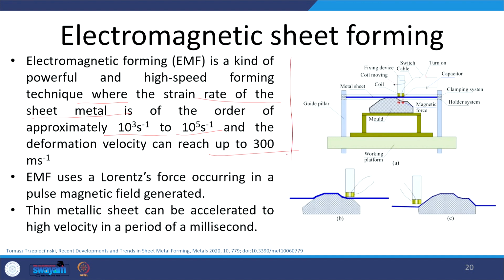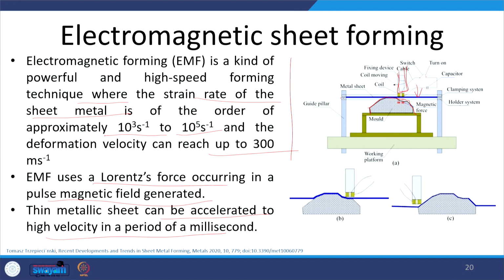So, the process is very fast, very quick, and this process is based on the use of the Lorentz force for realizing the plastic deformation as per the high strength pulse of the electromagnetic field generated during this process. Thin sheet metal is accelerated to very high velocity in a very short time of a few milliseconds. So, this is the coil that will be generating the high electromagnetic Lorentz force onto the sheet, and this is the die. Okay. And when the force is applied, the sheet is pushed against the die and takes the shape accordingly.